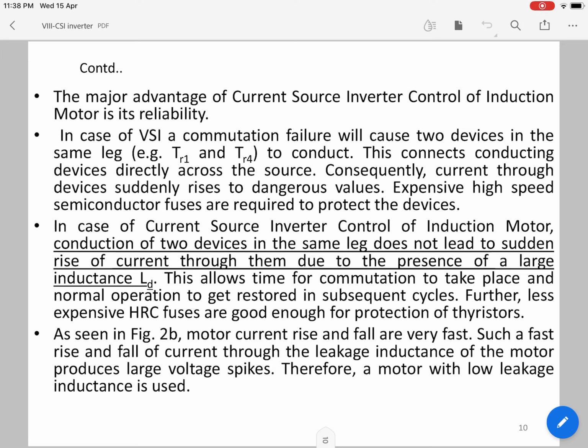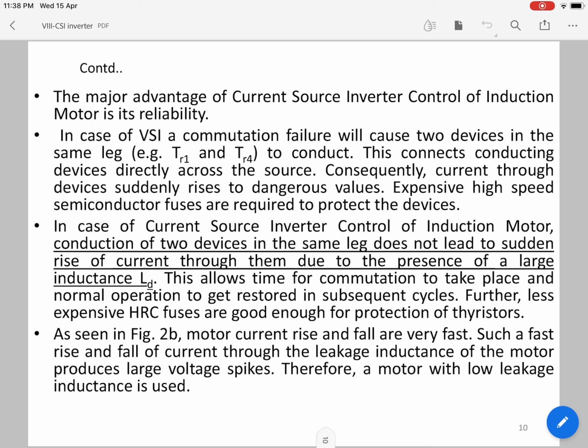But in the case of CSI control, conduction of two devices in the same leg does not lead to a sudden rise of current through them, due to the presence of a large inductance LD. This allows time for commutation to take place and normal operation to be restored in subsequent cycles. Further, less expensive HRC fuses are good enough for protection of thyristors.